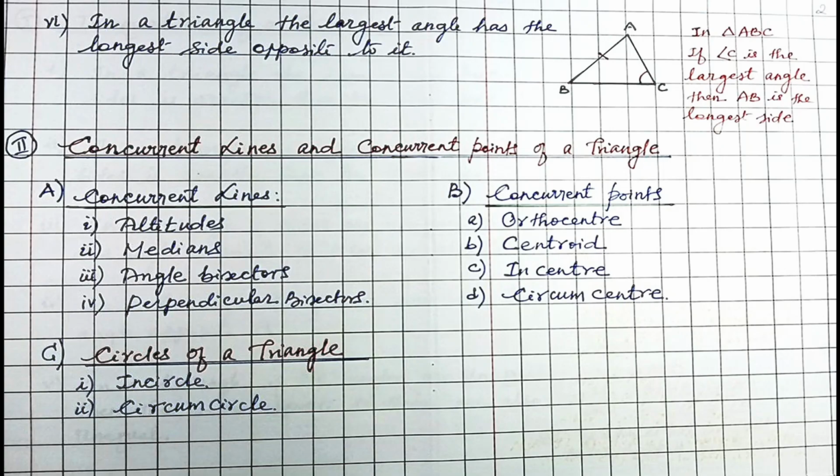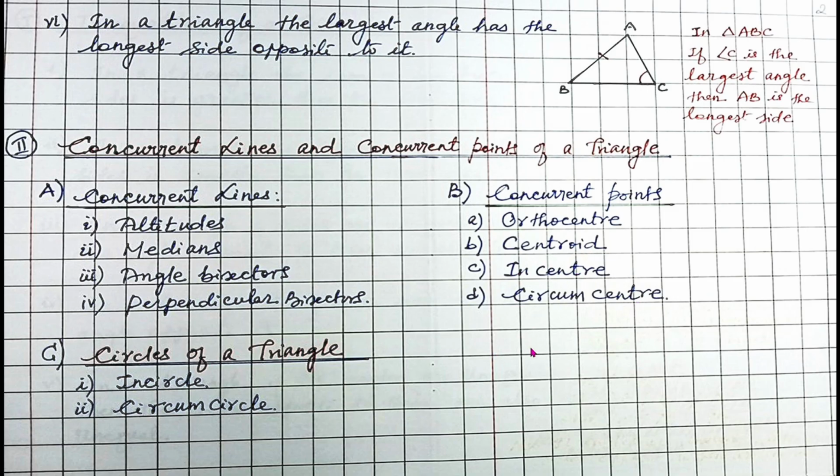Welcome to MRL. In this learning session, we'll be learning about the concurrent lines and concurrent points of a triangle. The various concurrent lines of a triangle are the altitudes, medians, angle bisectors and perpendicular bisectors. And also we have the different concurrent points of a triangle. They are the orthocenter, centroid, incenter and circumcenter.